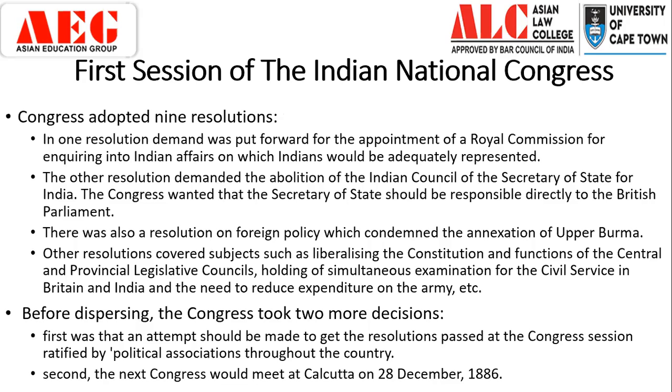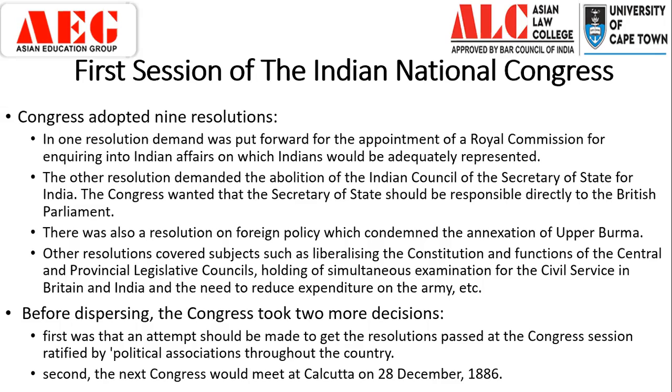In the first session of the Indian National Congress, 9 resolutions were adopted. The first resolution was to put forward the appointment of a Royal Commission for inquiring into Indian affairs, on which Indians would be adequately represented. So a Royal Commission should be placed, which would inquire in the British Parliament into what the Indian affairs are, and Indians should be part of this Royal Commission, giving the British Parliament an idea of what exactly Indians want.